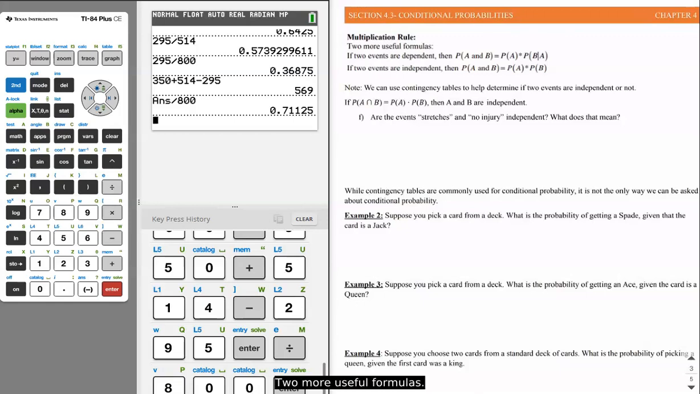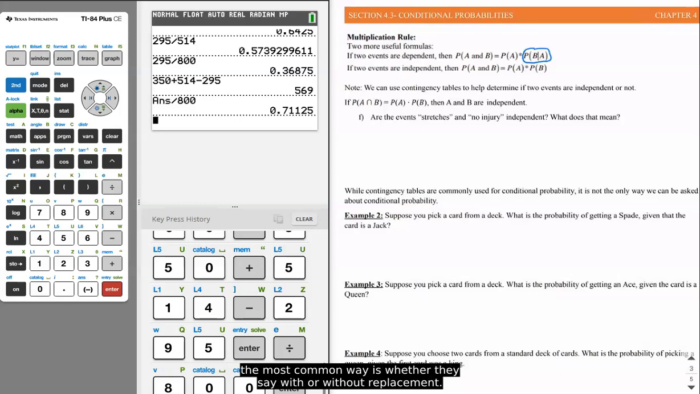So 2 more useful formulas. It says if 2 events are dependent, then the probability of A and B is the probability of A times the probability of B given A. So if they're dependent, this second probability here is dependent on what happens with the first probability, right? If the 2 events are independent, then the probability of A and B is just equal to the probability of A times the probability of B.